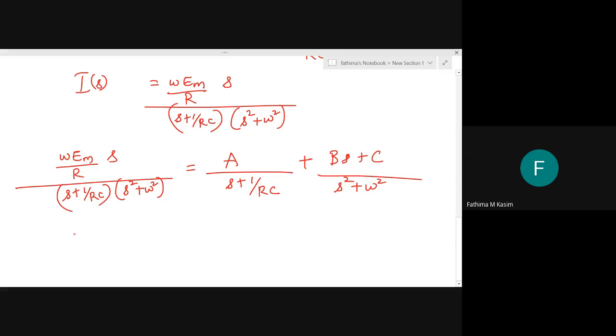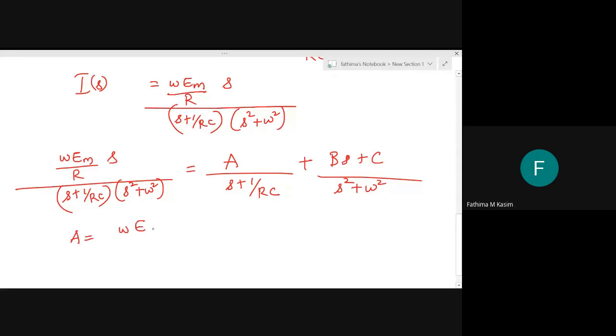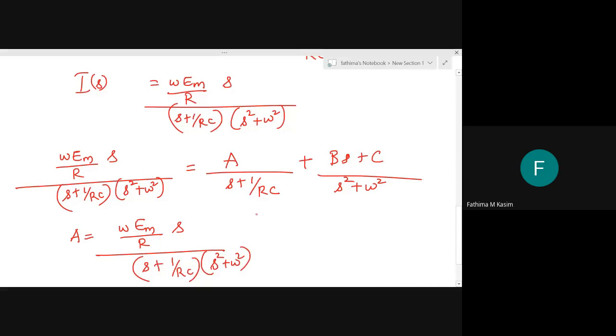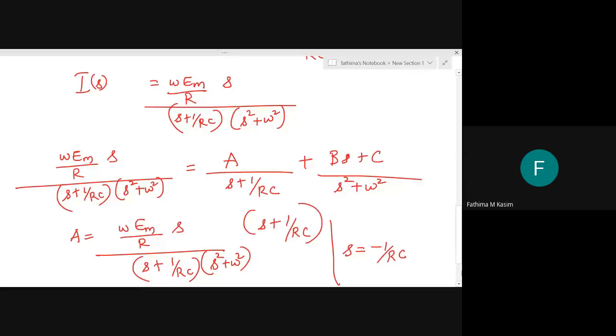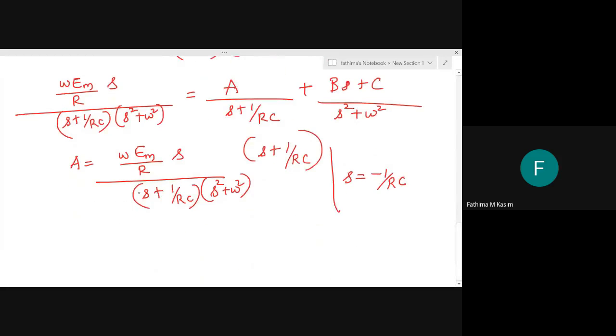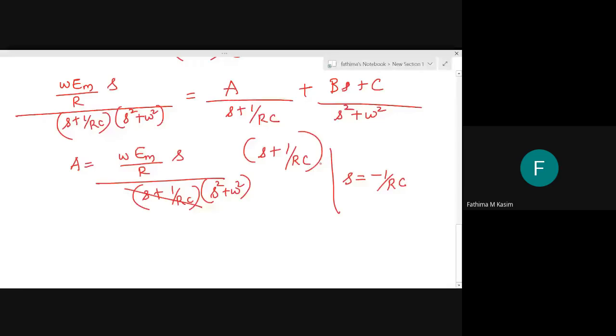So in order to find A, we can write A is equal to S plus 1 by RC into F of S, this is F of S at S is equal to minus 1 by RC. Applying the method of residues, we can write it like omega Em by R into S divided by F of S into S plus 1 by RC into S square plus omega square, this term into S plus 1 by RC at S is equal to minus 1 by RC. Okay, this is how we'll find A. So this S plus 1 by RC and this S plus 1 by RC gets cancelled.